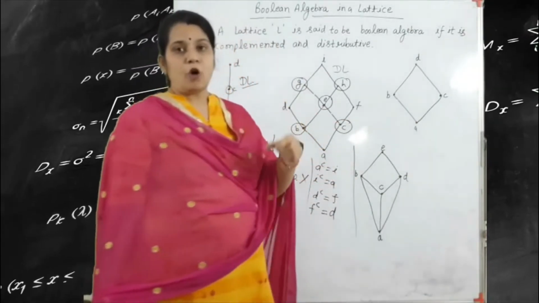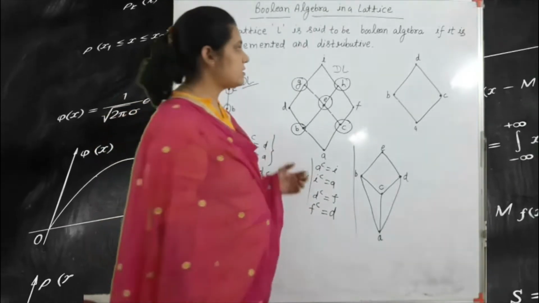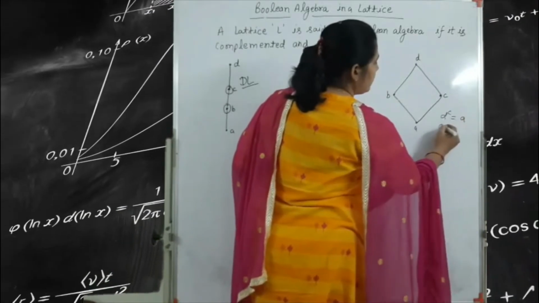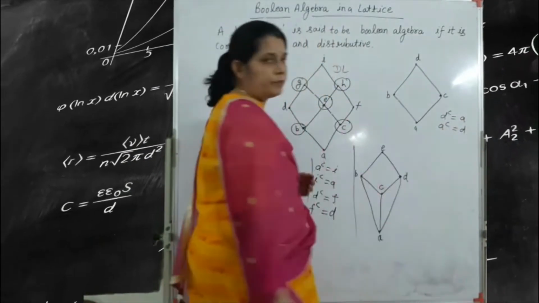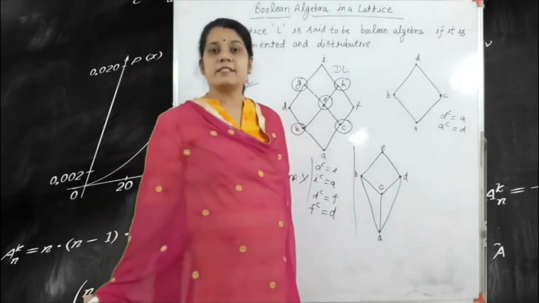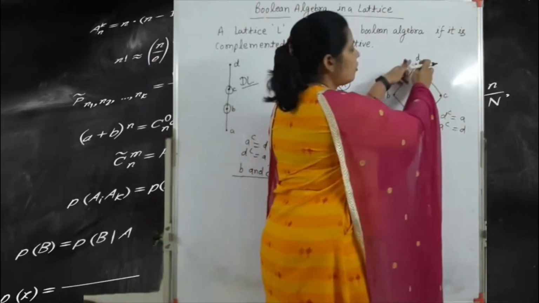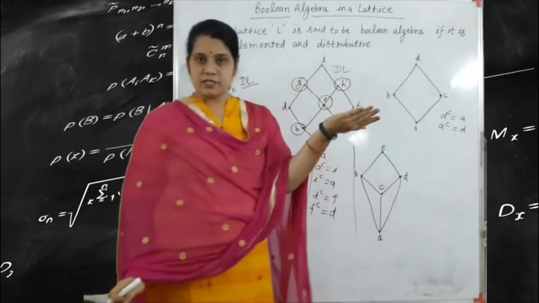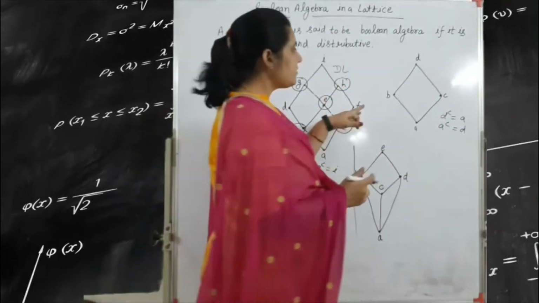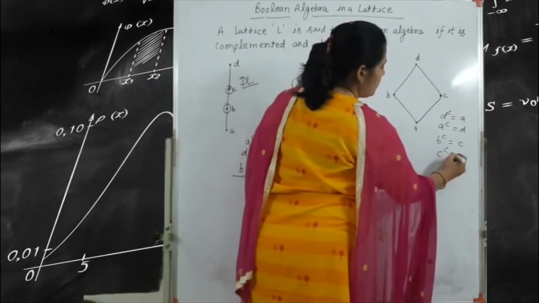So the complement of the upper bound is equal to the lower bound, and the complement of the lower bound is equal to the upper bound. So we write here the complement of D is equal to A and the complement of A is equal to D. Next, we have the two elements B and C. Okay, so if we consider B and C, first the join is D, the top of the system, and first meet is A, the bottom of the system. Then we can say that the complement of B is equal to C and the complement of C is equal to B.